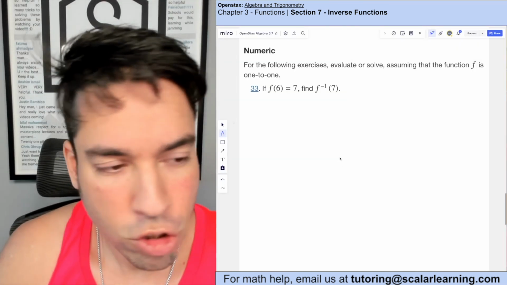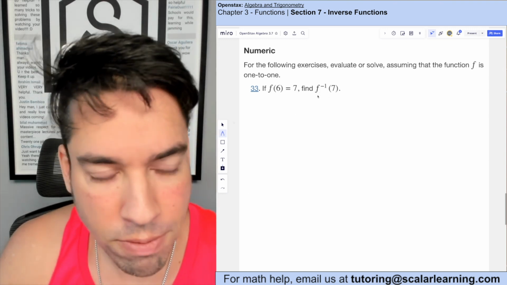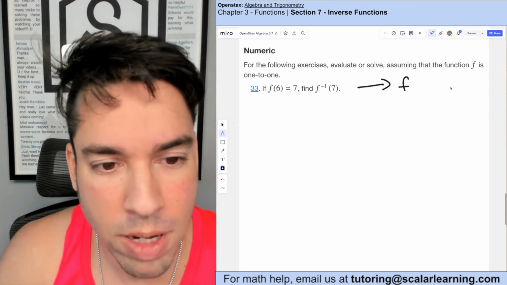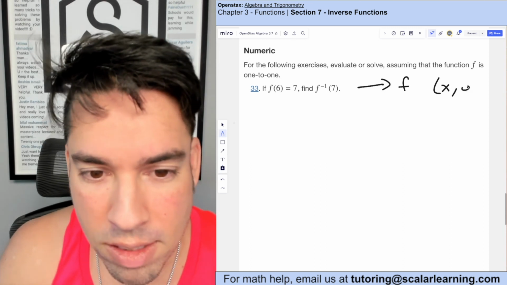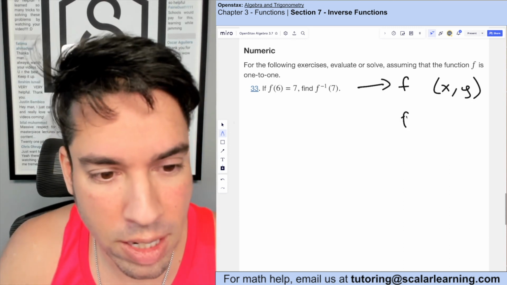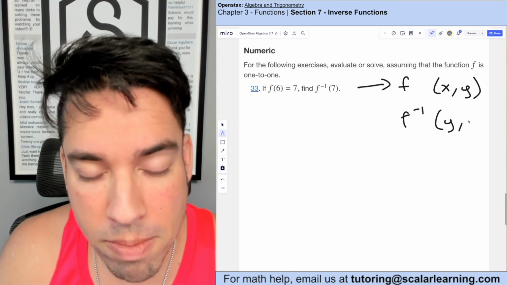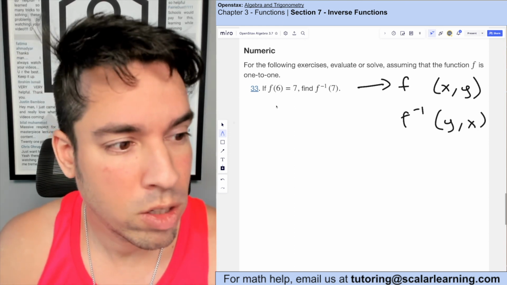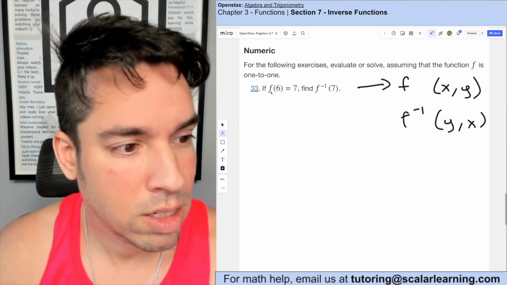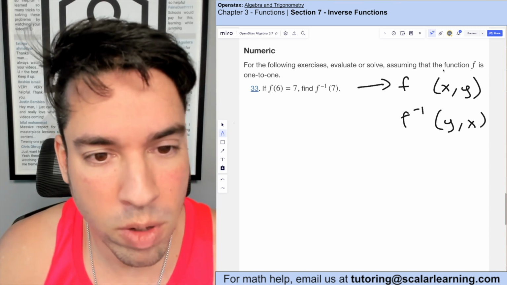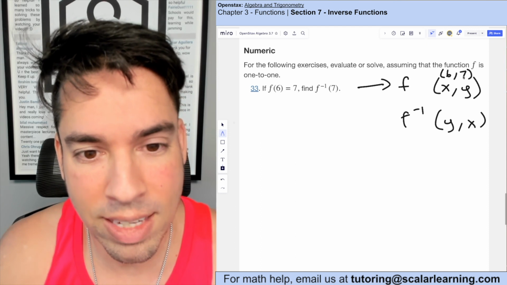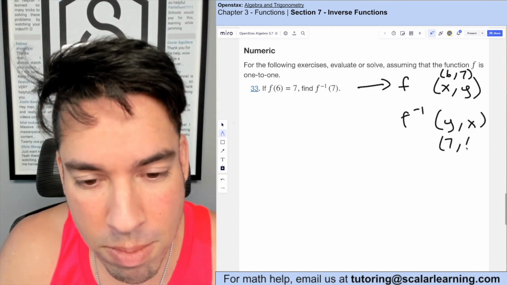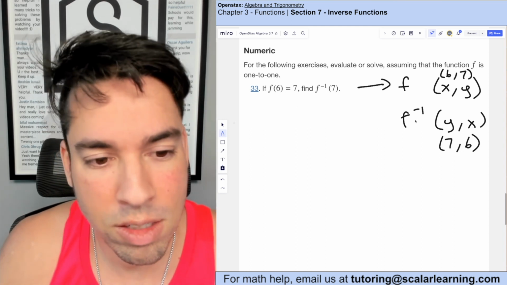So here we are assuming that it's a one-to-one function and finding the inverse. Now this goes back to that idea that if I know that x comma y exists on the function, then for the inverse, y comma x is going to exist. That's exactly what they're showing you here, right? When it says f of 6 is 7, we know that the point (6, 7) exists, which means that for the inverse, (7, 6) exists. And this is what they're saying here.